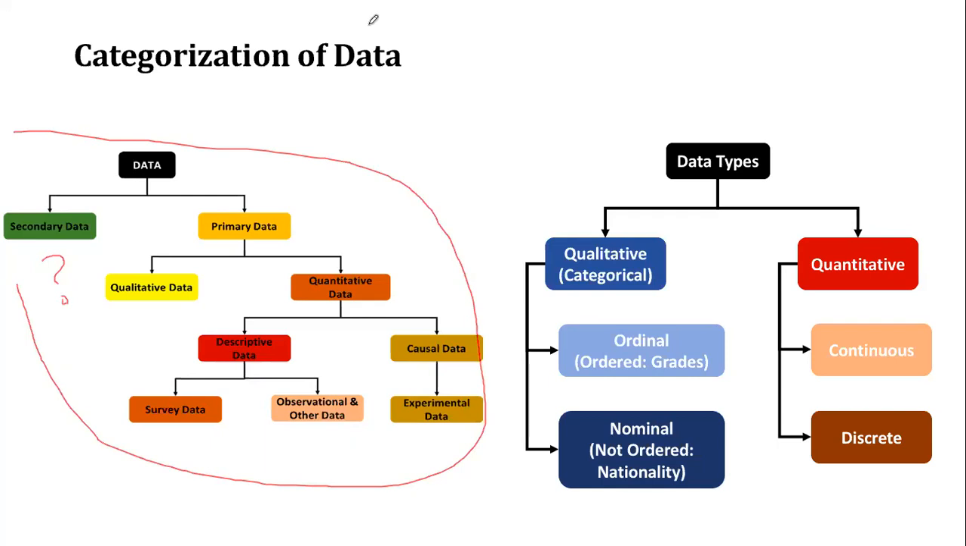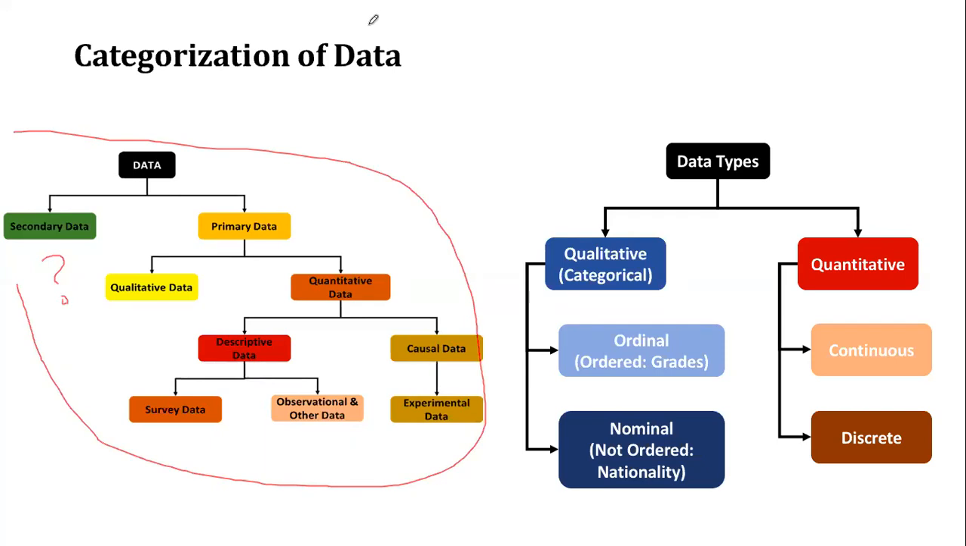There are different types of quantitative data, causal, descriptive. Again, we don't have to get into that level, but remember, even for secondary data or primary data, you have two types, qualitative and quantitative. In the right-hand side diagram, I have elaborated the data types. As we said, we have quantitative and qualitative. Under quantitative, we have two types of data, continuous and discrete. What do you mean by continuous data and what do you mean by discrete data?